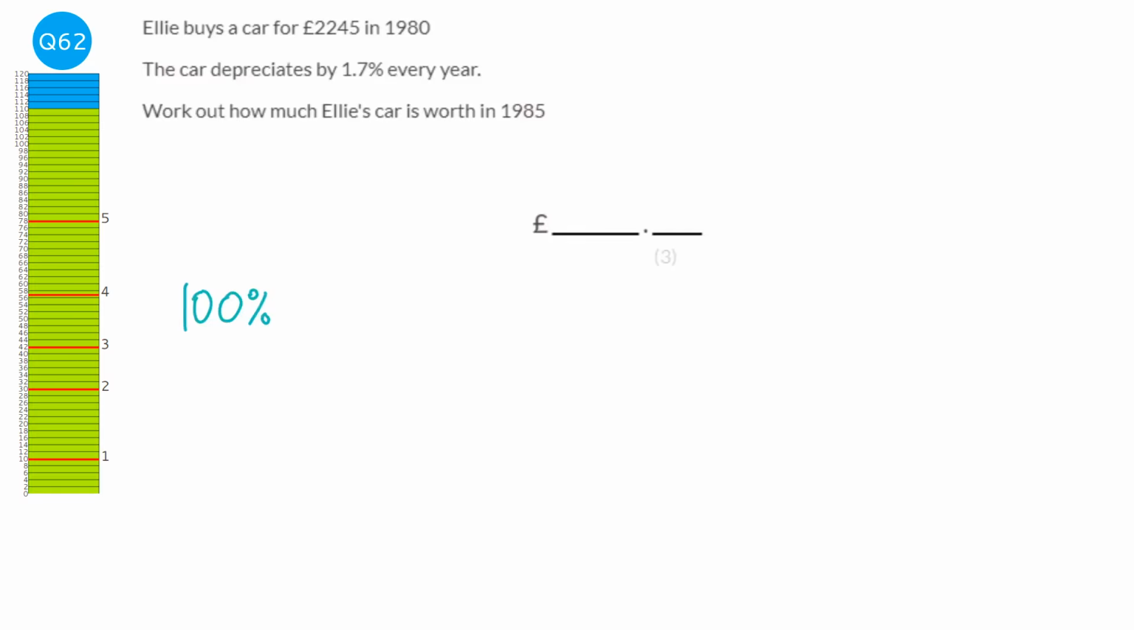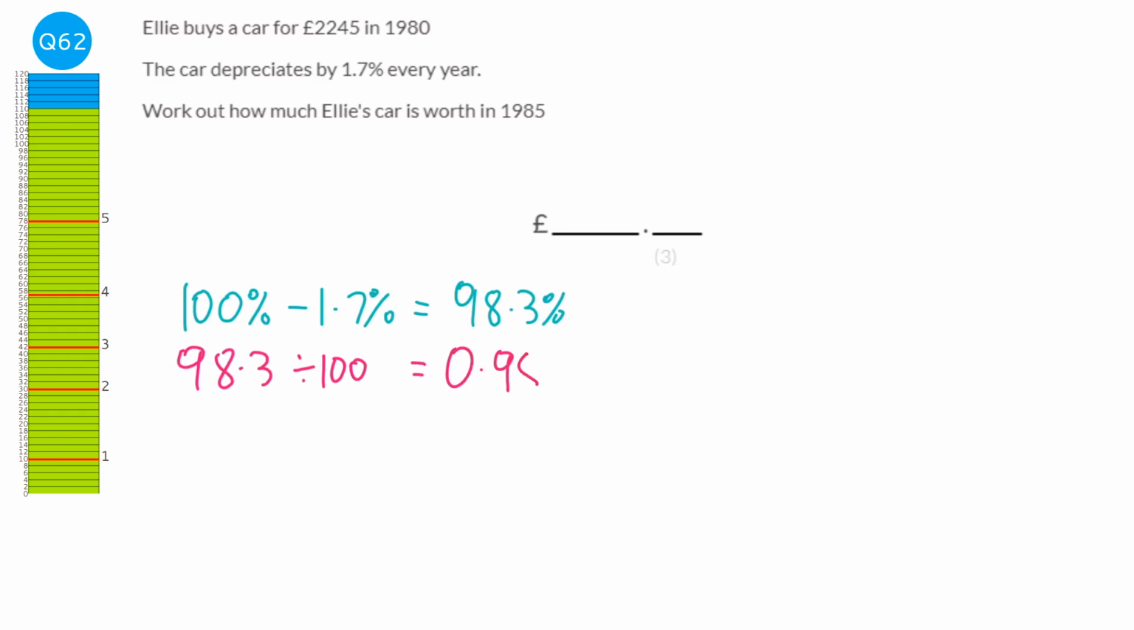So it goes down by 1.7% every year. So we do 100, take away 1.7, which is 98.3. And that's a percent. And we want that as a decimal, or as a multiplier we call it. And so we just divide it by 100 to make it into a decimal, 0.983. And that's our multiplier.